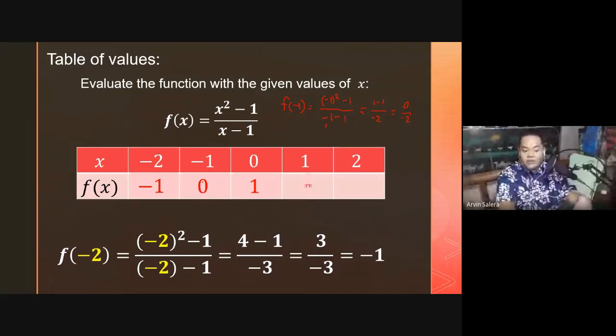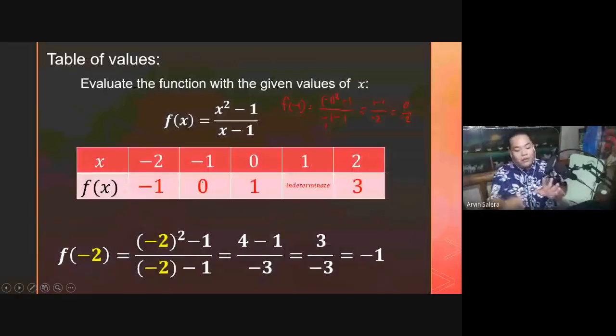So the answer for 1 is indeterminate. Where do we get indeterminate? Any value on top, and then divided by 0. It is indeterminate. It cannot be determined. Okay, then for 2, the answer is 3. Okay. So that is how to solve.